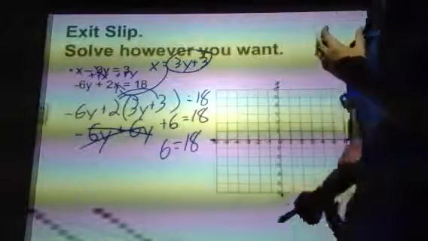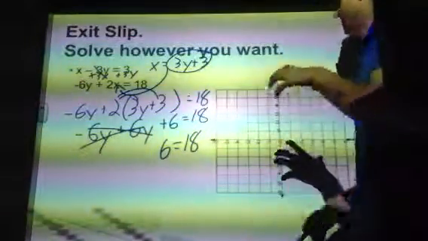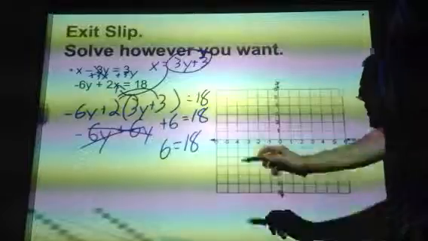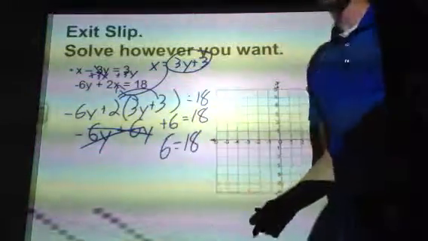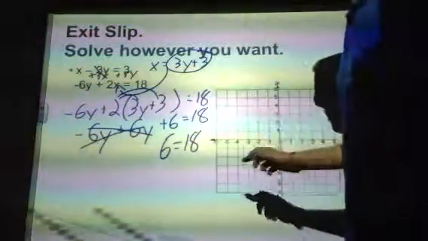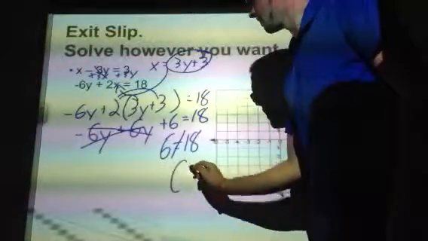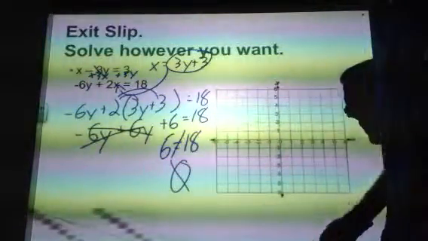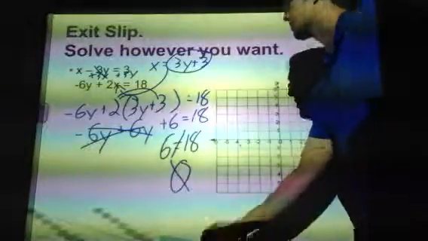Okay? And if you watch the graphing part of that, you knew these lines were parallel and there's no solution. 6 equals 18. When is that going to be true? Never. So that's not going to be true. So you know there's going to be no solution. So that's how that works, substitution-wise.